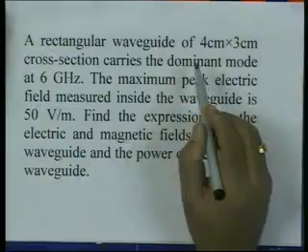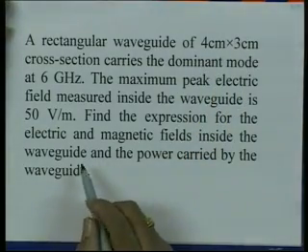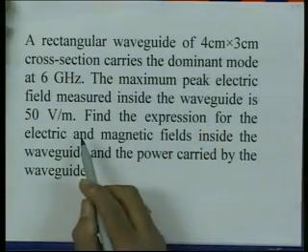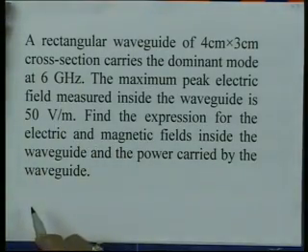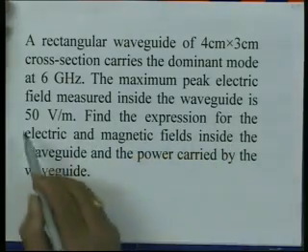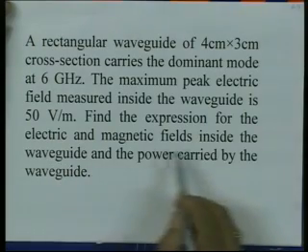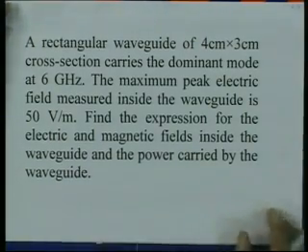Let us now consider a problem which is based on a rectangular waveguide. Let us consider a rectangular waveguide of cross section 4 centimeter into 3 centimeter, and that carries the dominant mode, and as we know the dominant mode of a waveguide is the TE10 mode. The frequency of the mode is 6 gigahertz. The maximum peak electric field measured inside the waveguide is 50 volts per meter. Find the expression for the electric and magnetic fields inside the waveguide and the power carried by the waveguide.